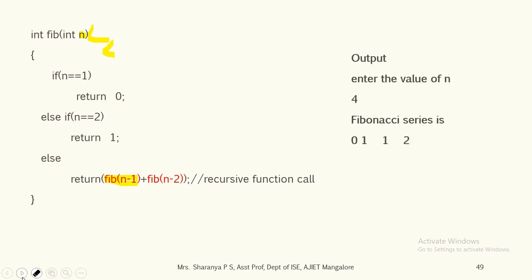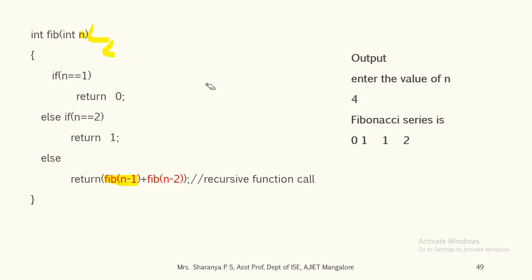Now, moving to the output, enter the value of n. The user has entered the value as 4. So it first generates I value equivalent to 1. Yes, n is equivalent to I value, so 1 is copied to n. So now n value is equivalent to 1. It returns the value 0 to the main.